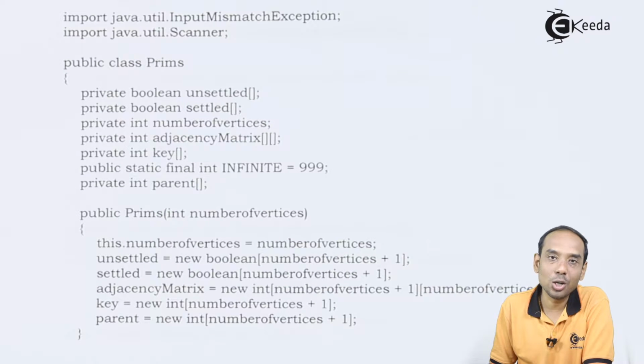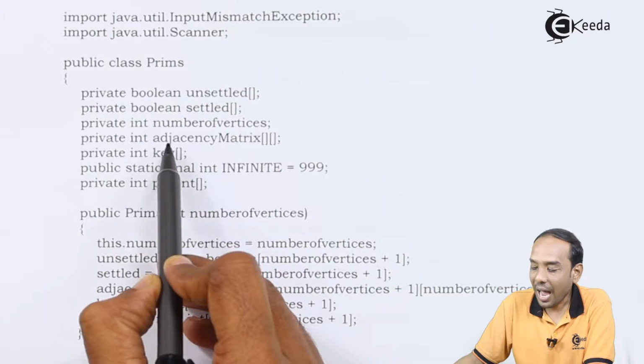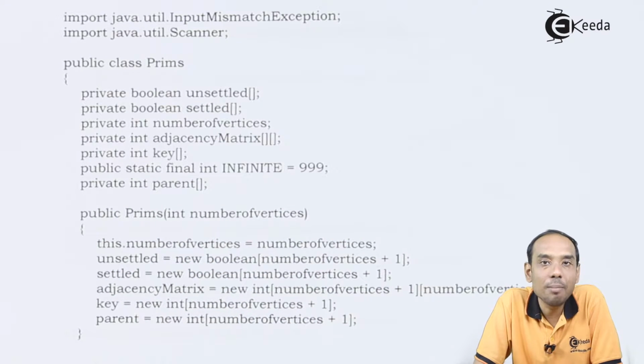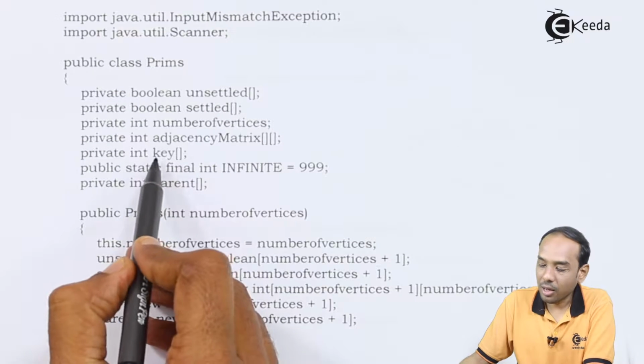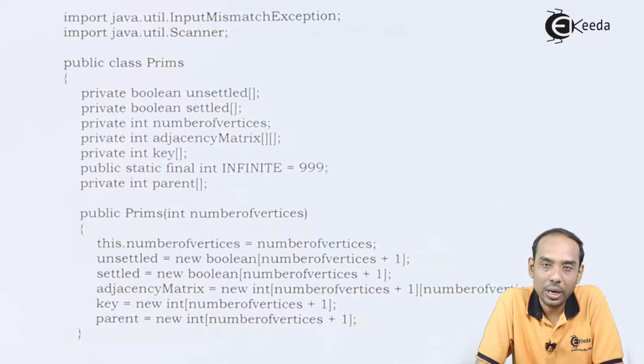Now we look at another set of variables. We have the number of vertices. Then we have the adjacency matrix, since we are using the adjacency matrix memory representation of the graph to implement Prim's algorithm. In the case of the adjacency matrix, the matrix consists of rows and columns. Then we have another array called key to store the key set of vertices.